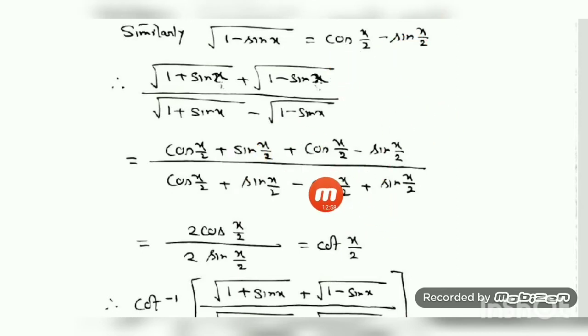Here this and this expression cancel out, and here cos and cos will be cancelled out. 2 cos x by 2 will be left in the numerator and 2 sin x by 2 will be left in the denominator. Again 2 will be cancelled out. Then what is left? Cos by sin x by 2, that is equal to cot x by 2. You see, the whole expression becomes cot of x by 2.